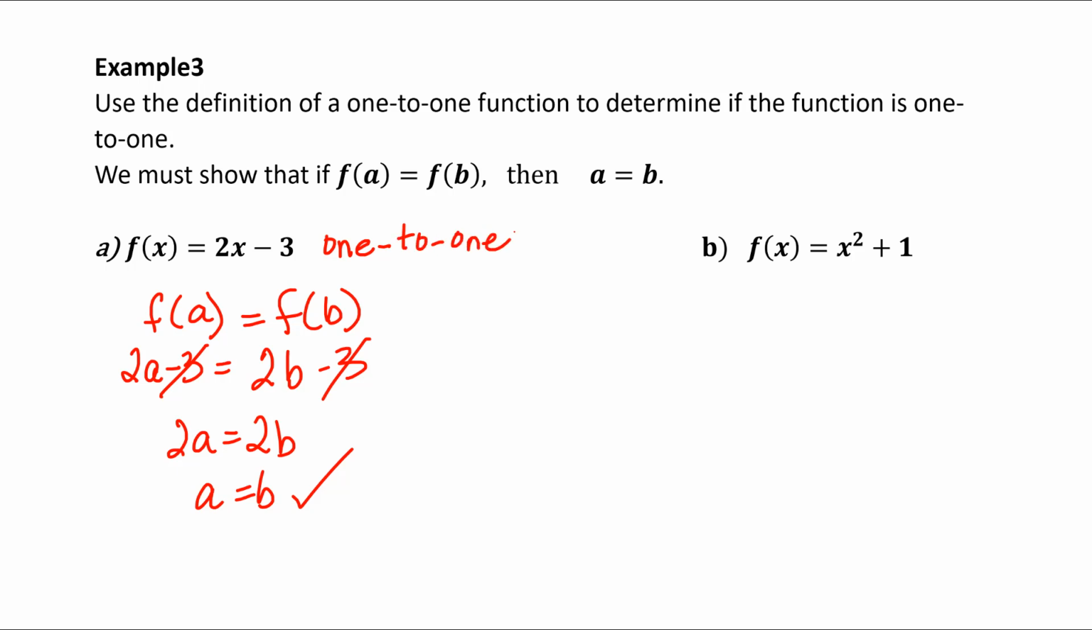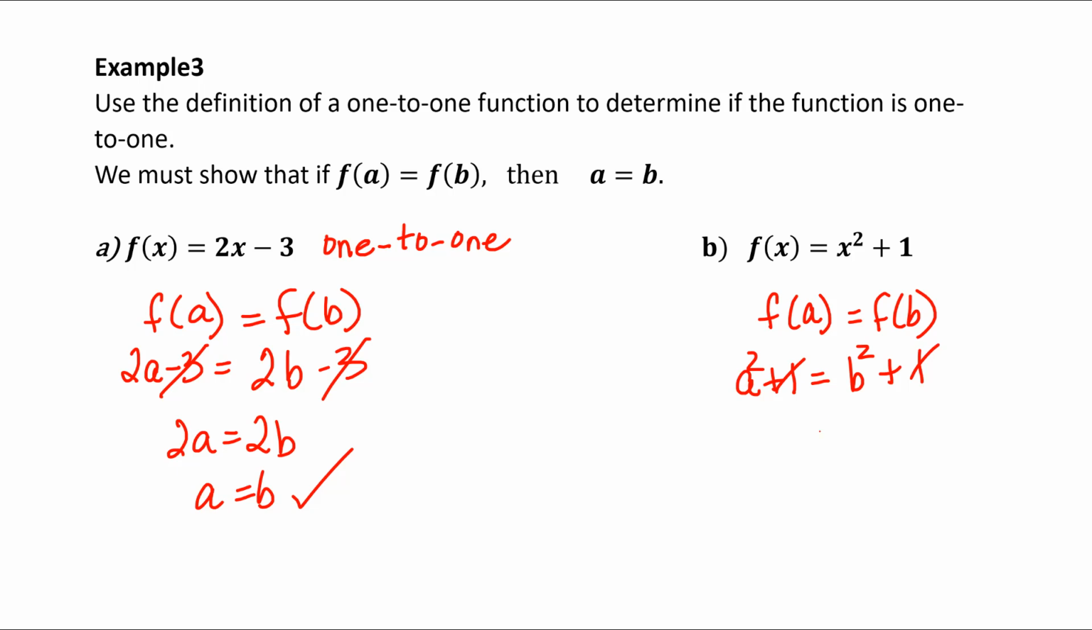For part B, you've got f of x equals x squared plus 1. We're going to find out if that is a one-to-one function. And if you think about it, you know it's a parabola, so it's definitely not one-to-one. But we'll use the definition like we said we would. Let f of a equal f of b. That means that a squared plus 1 equals b squared plus 1. Does this mean that a has to equal b?